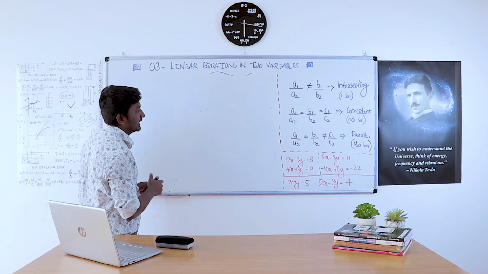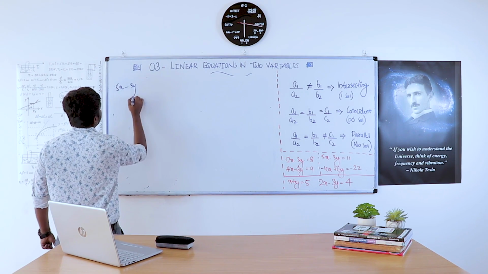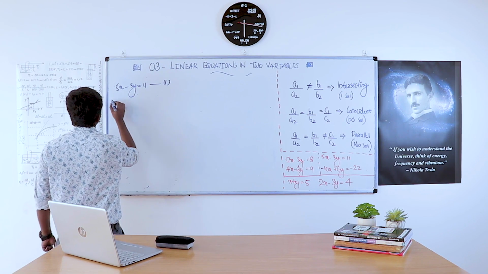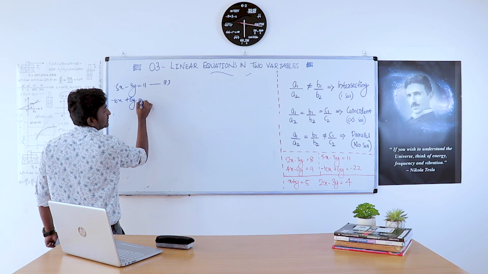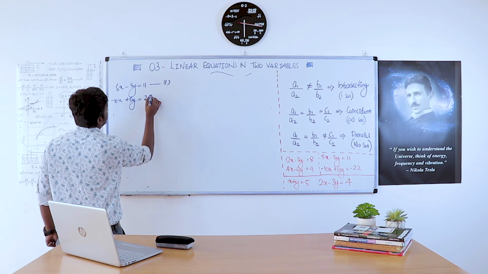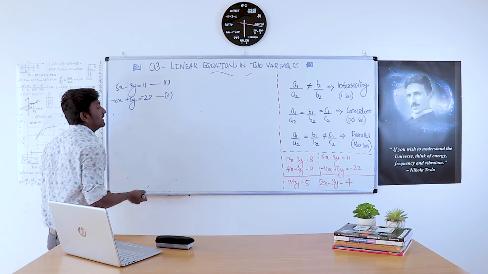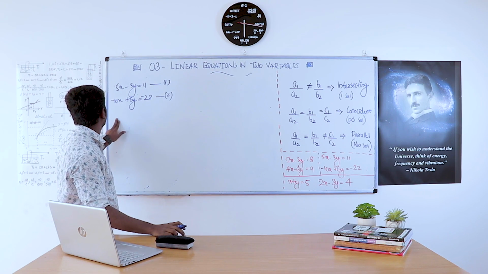So we can check one more equation. 5x minus 3y equal to 11, equation number 1. Minus 10x plus 6y equal to minus 22, equation number 2. We can check whether it is having solution or not. Now I am going to solve it using elimination method.